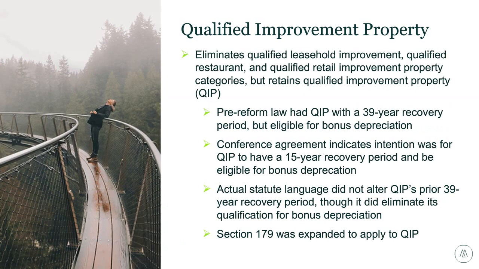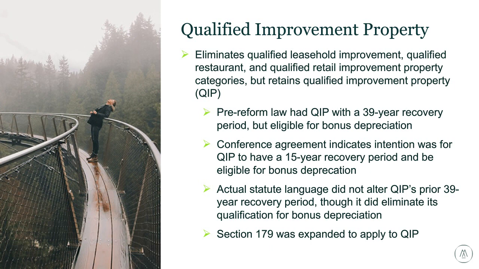Qualified improvement property existed prior to the tax reform, but it existed alongside several other categories of improvement property: qualified leasehold improvement, restaurant, and retail improvement property. Starting in 2018, those categories have all been summarized into one that is now known as qualified improvement property. Under the pre-reform law, qualified improvement property was 39-year property that was eligible for bonus depreciation. But the new law that was signed has qualified improvement property staying at 39-year, but not being eligible for bonus depreciation.